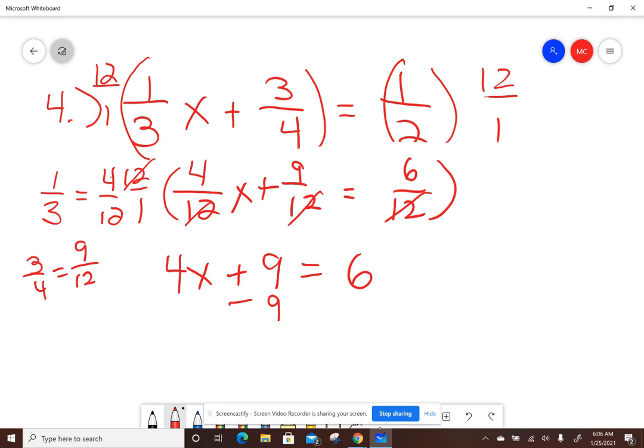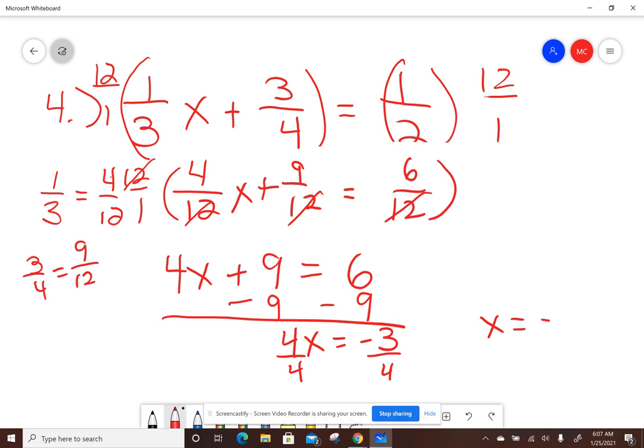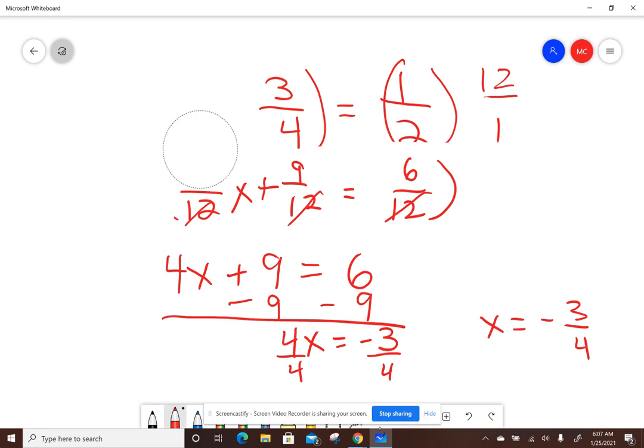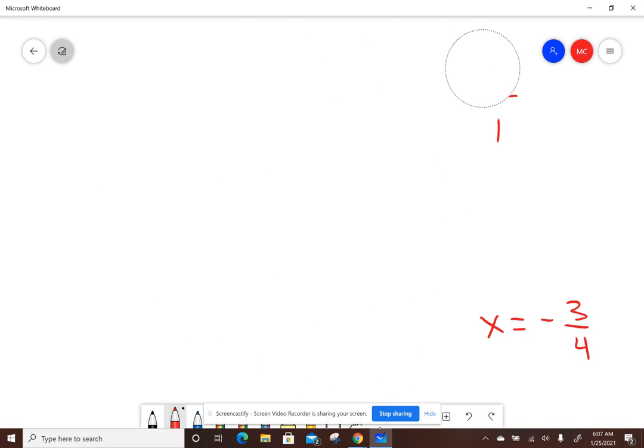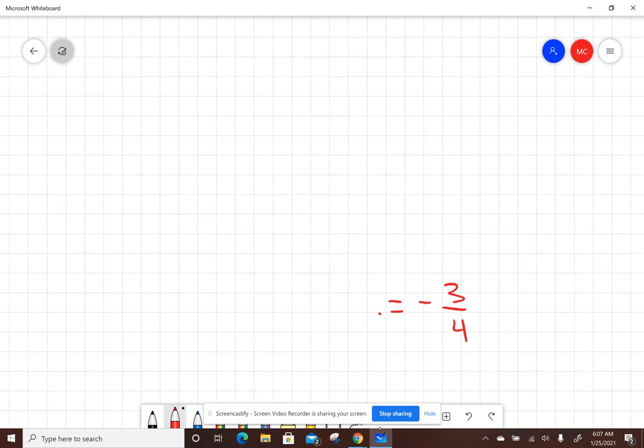So now I'm going to subtract 9, and I get 4x equals -3. Divide by 4, divide by 4, x equals -3/4. Okay? So sometimes you do have to multiply by the common denominator, and sometimes it's easier to change every fraction to have a common denominator.